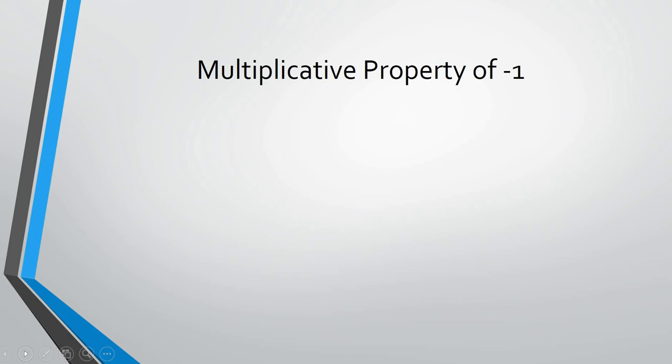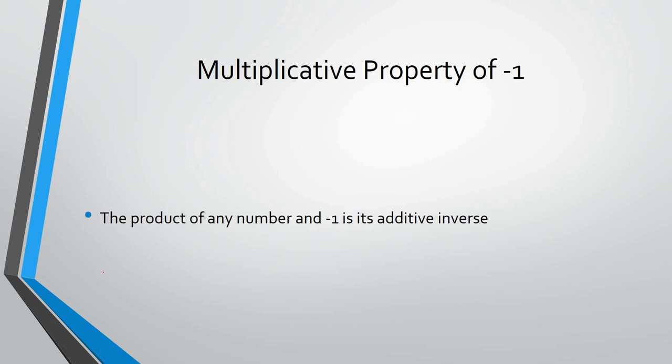All right, another quick rule is the multiplicative property of negative 1. The product of any number and negative 1 is its additive inverse. So 3 times negative 1 gives me the additive inverse of 3, or negative 3. Negative 7 times negative 1 gives me the additive inverse of negative 7, or positive 7. So those are our multiplication rules, not too tough. I know you've seen this before.